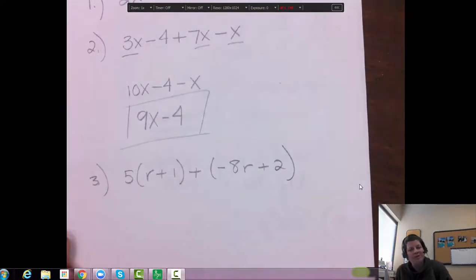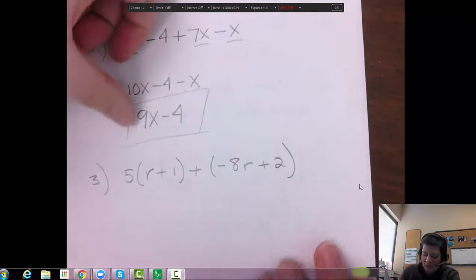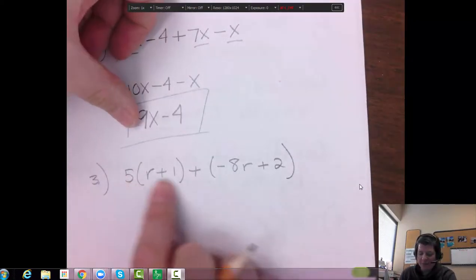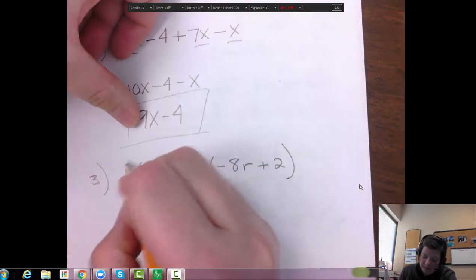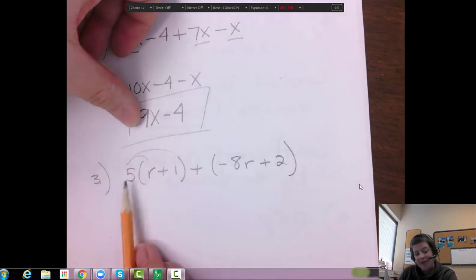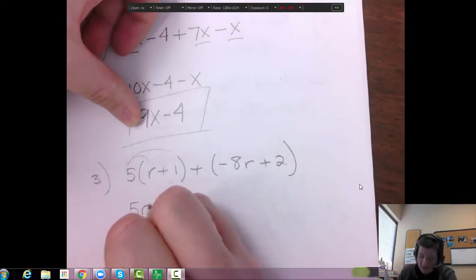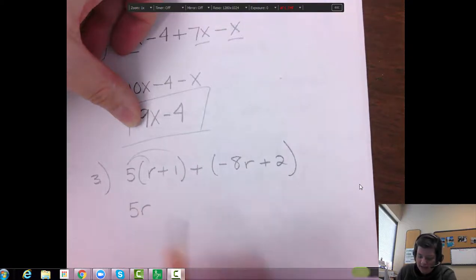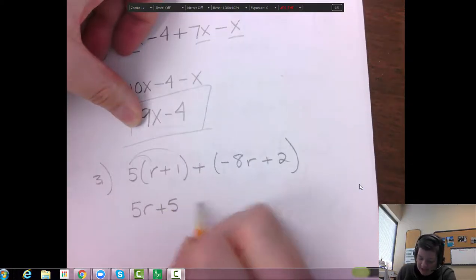Now this is super similar to what I just did, but we have a couple extra steps. First of all, we have a 5 in front of this parenthesis. I must distribute, that we learned in the last sections. That means to multiply that 5 by the r and the 1. Well, 5 times r is 5r. 5 times 1 is 5. And then we still have this plus.